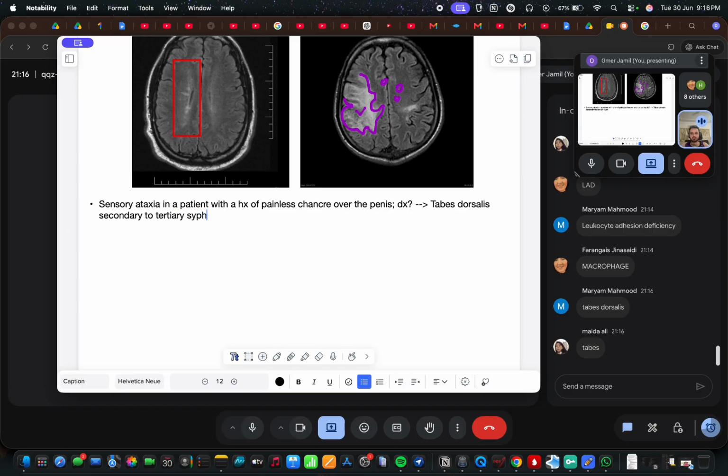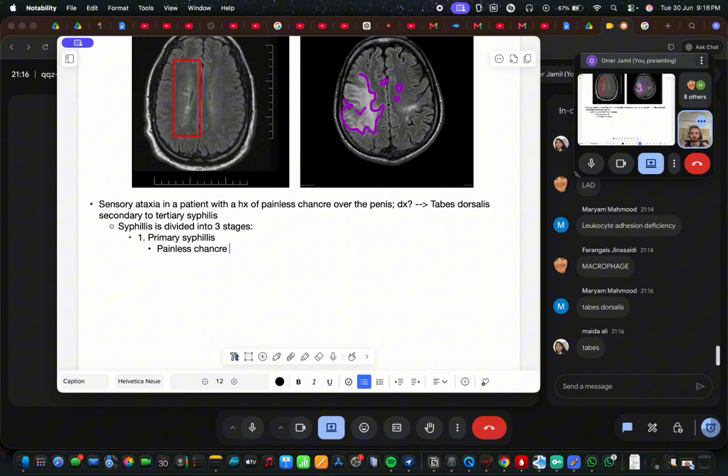Okay, tertiary syphilis. This is a good reminder that syphilis is divided into three stages. Number one is primary syphilis. You're going to have a painless chancre. Remember it's going to be grayish appearing with an indurated border, plus painless inguinal lymphadenopathy. You only have the painless chancre in the primary syphilis stage.